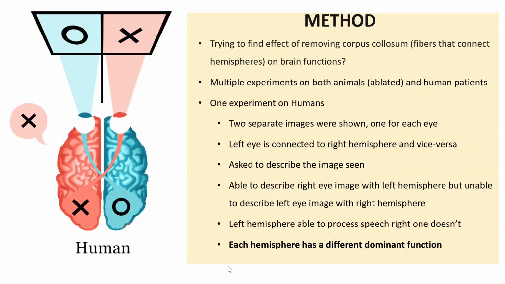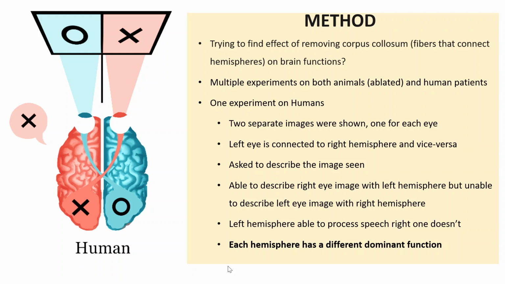So one experiment he did, that is the main one. Okay, so he presented two separate images, one for each eye. Okay, the left eye is connected to the right hemisphere, and the right eye is connected to the left hemisphere through connections of neurons. Okay, and he asked the subjects to describe what kind of image they saw, and he made the setup in such a way that one eye could only see one image and the other eye could only see the other. Okay, so what did he discover? That the right eye, which was connected to the left hemisphere, was unable to observe what the left eye observed. So what did he find out?